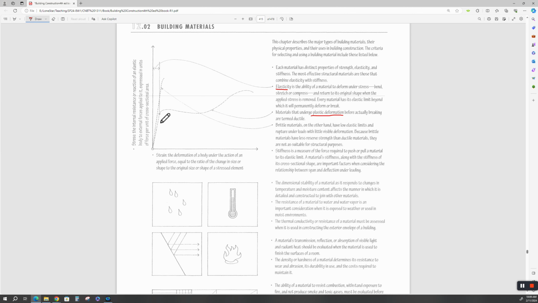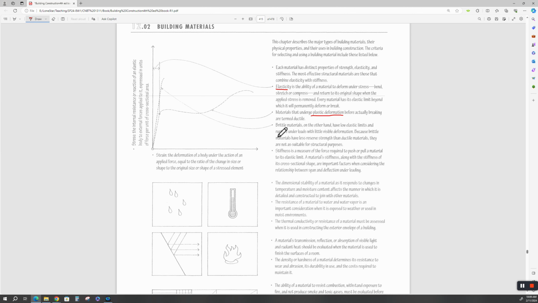You bent it. So you can take a coat hanger and bend it a little bit, let go, and it'll go back to its original shape. You keep bending it some more, and it'll get to a point that it won't return to its original shape. You have gone out of the elastic limit and into a plastic deformation.